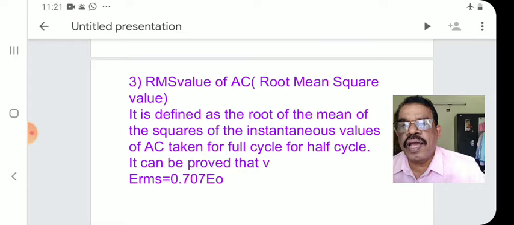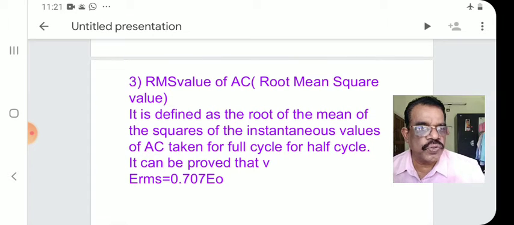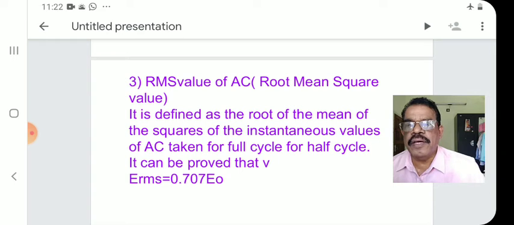It can be proved that ERMS is 0.707 E0. That is E0 by root 2. 1 by root 2 is 0.707. So when we compare the mean value and RMS value, it can be seen that the RMS value is large compared to the mean value.